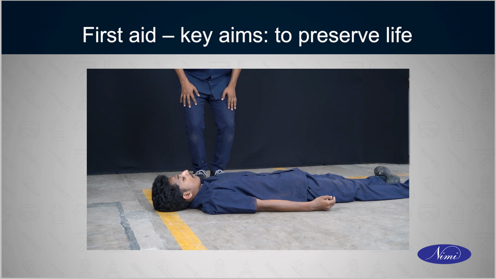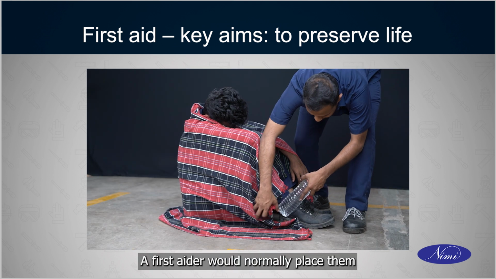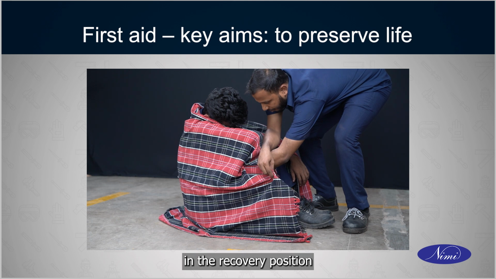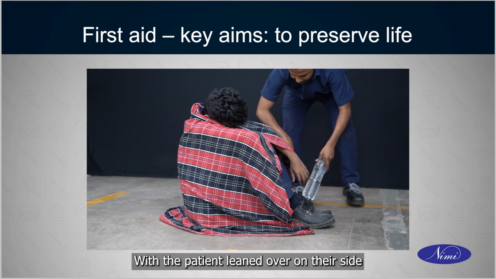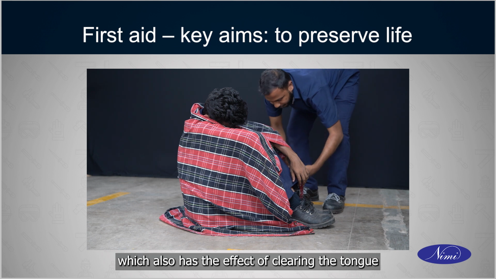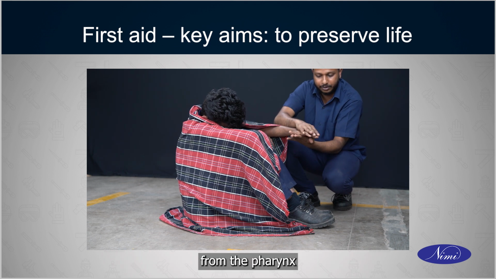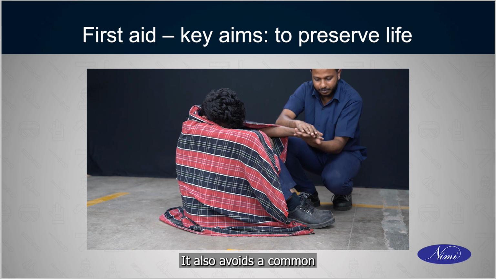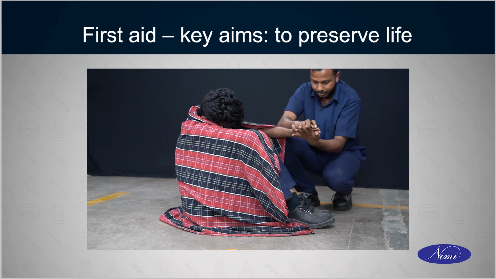Preserve life. If the patient was breathing, a first aider would normally place them in the recovery position with the patient leaned over on their side, which also has the effect of clearing the tongue from the pharynx. It also avoids a common cause of death in unconscious patients.